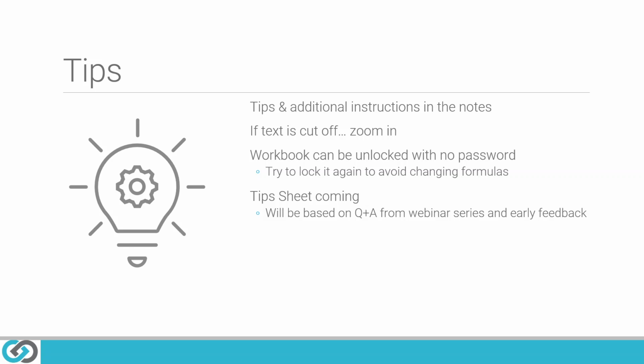I noted that a number of the cells are actually locked. So the workbook can be unlocked with no password. It was only locked to try to avoid people unintentionally changing formulas. So we do recommend that if you're going to unlock it for some reason, if you had to, I don't know, add an extra row in your results or something, just try to be sure to lock it again to avoid unintentionally changing formulas and messing something up.